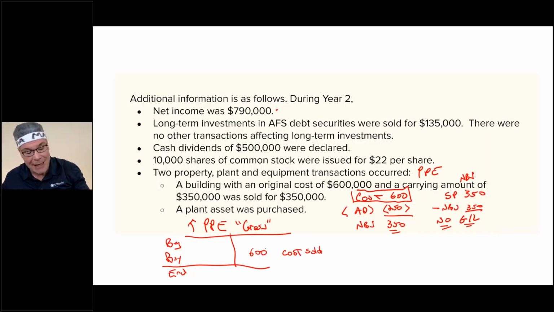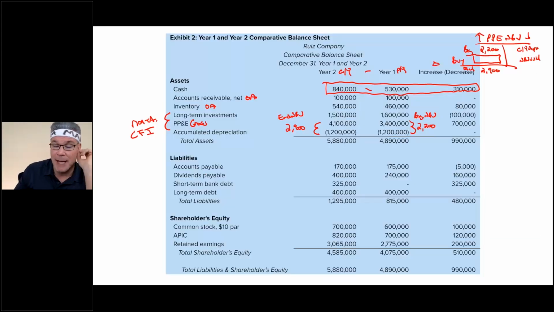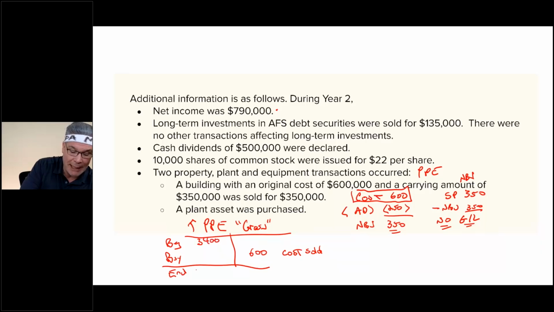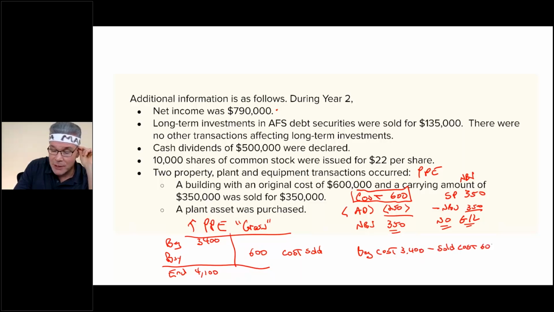All right, I go back to my balance sheet, my PP&E, my gross amounts. Beginning 3,000,004, ending 4,000,001. Now, had we not bought anything, what would be my ending balance? Well, if I didn't buy anything, the beginning cost, 3,000,004, minus the cost of what I sold, 600. My ending gross amount, ignoring depreciation, would have been 2,000,008.